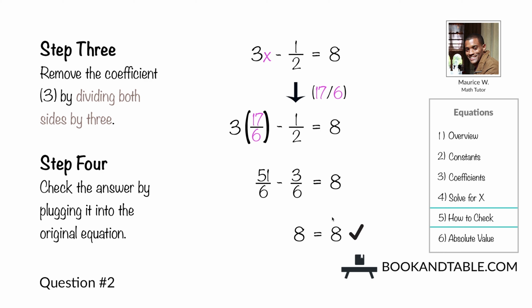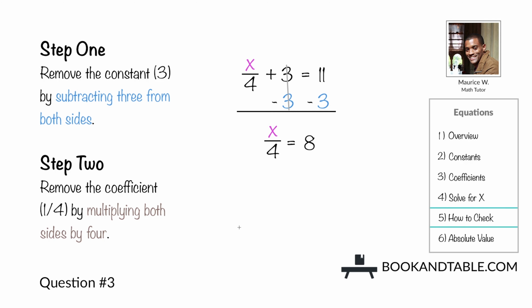Okay? And then for question number 3, x divided by 4 plus 3 is equal to 11. Step 1, remove the constant positive 3 by subtracting 3 from both sides. That leaves you with x divided by 4 on the left side and 11 minus 3, which is equal to 8 on the right side.